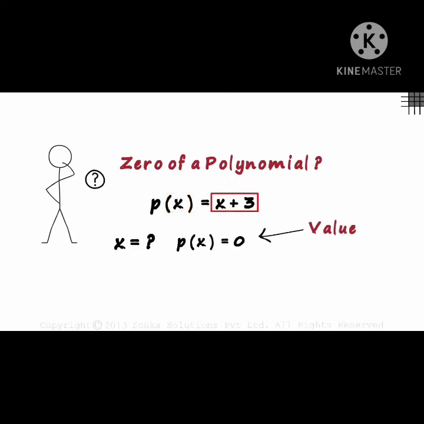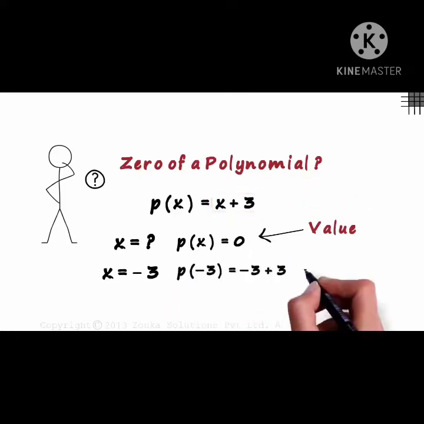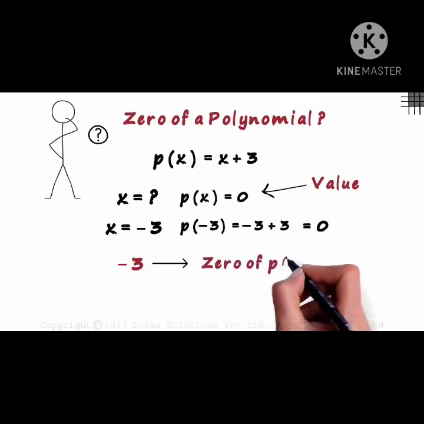Since this is a simple linear polynomial, we can easily say that for x equal to minus 3, we get the value for the polynomial as minus 3 plus 3 equal to 0. So minus 3 in place of x gave us a 0. So minus 3 is called the zero of the polynomial p of x.